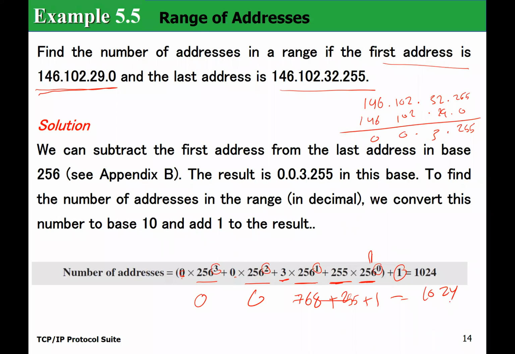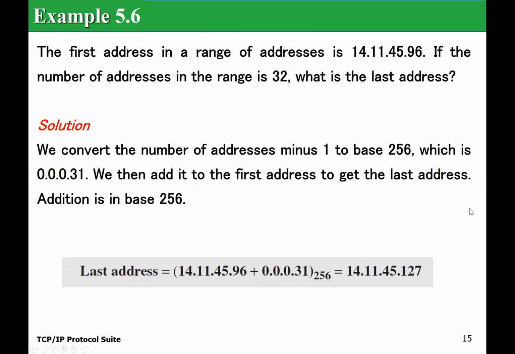I will give you the first IP address and the last IP address, and I will ask how many addresses I have there. The process is really simple: you subtract the two numbers from each other, then you multiply by the power according to the location of the number, and you add plus 1. Any questions? If it's not clear, please let me know.